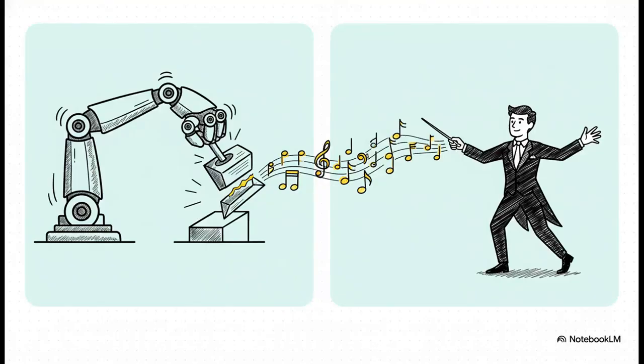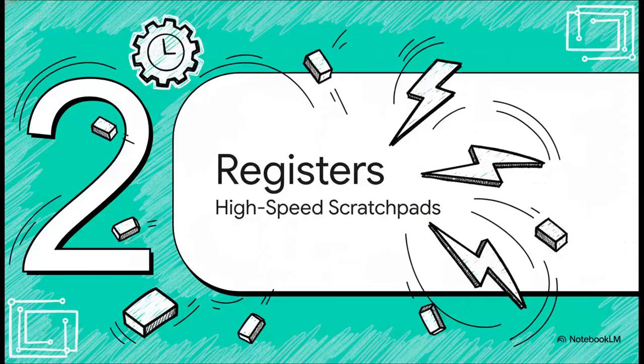So if you remember one thing from this section, make it this. The ALU is the doer, right? It's the muscle doing all the heavy lifting. But the control unit is the director, the brain behind the operation, making sure everything happens smoothly. They're a perfect team.